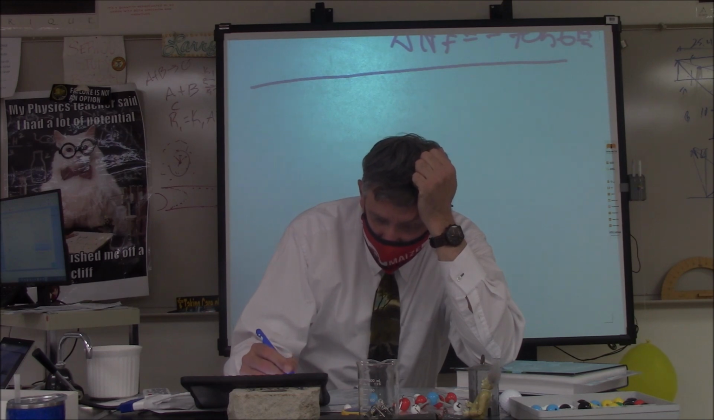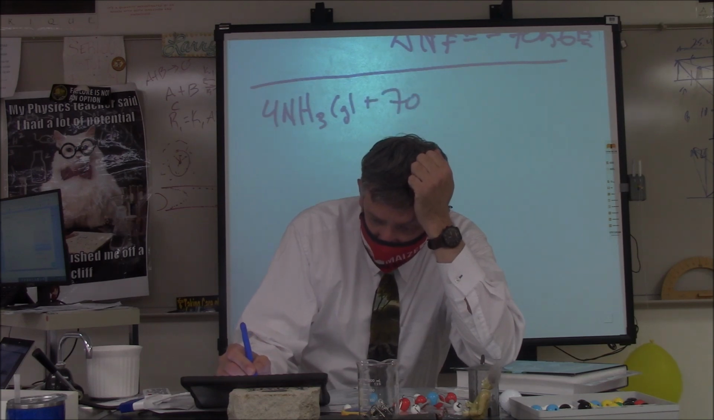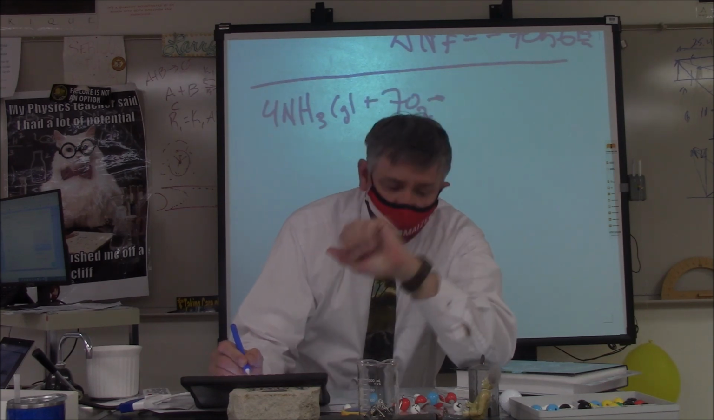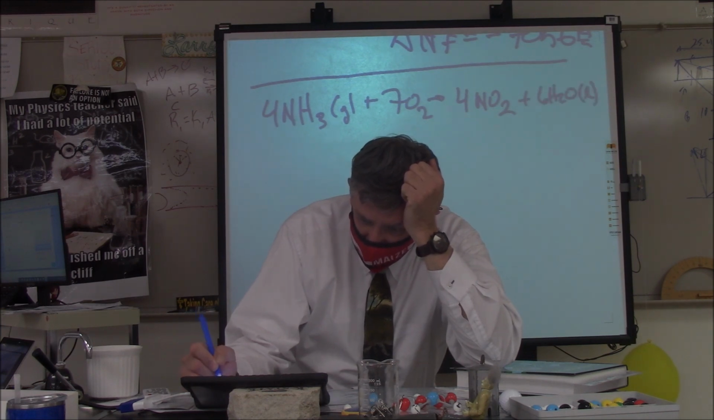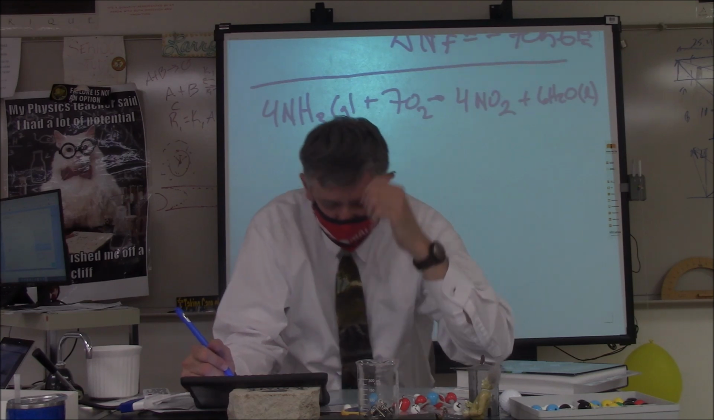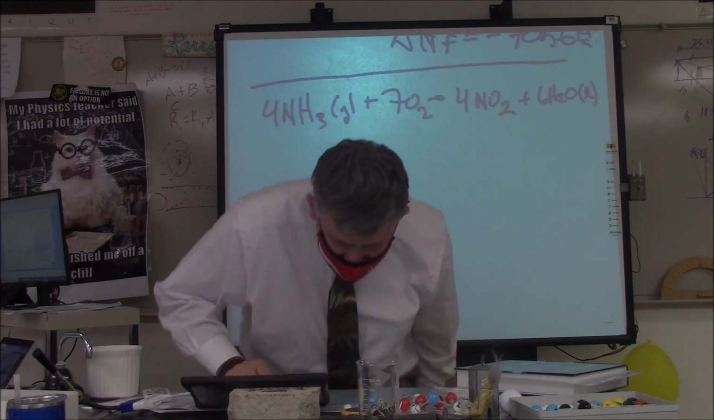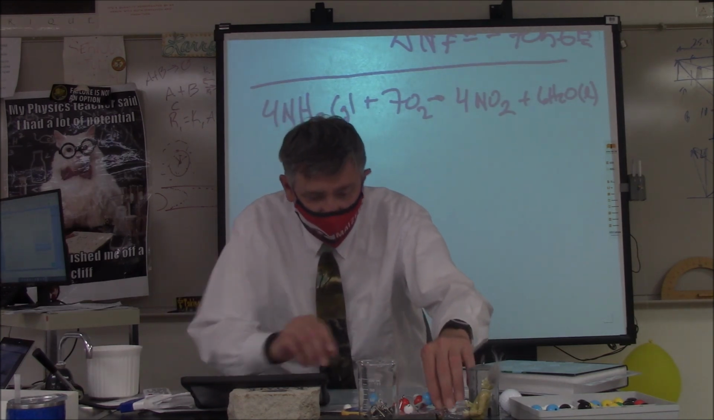So 4NH3 as a gas plus 7 oxygen molecules is going to yield 4NO2 plus 6H2O as a liquid. Okay? So visualize this. Here's what's going to happen.